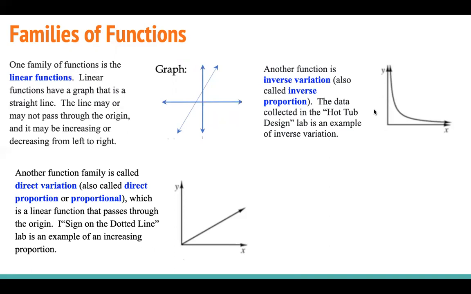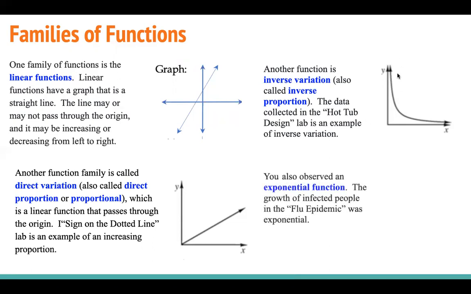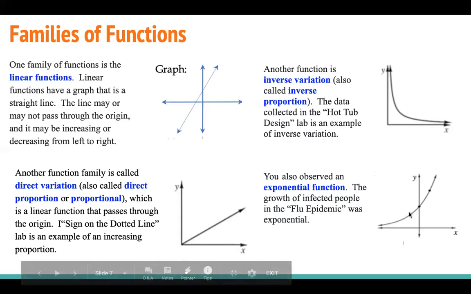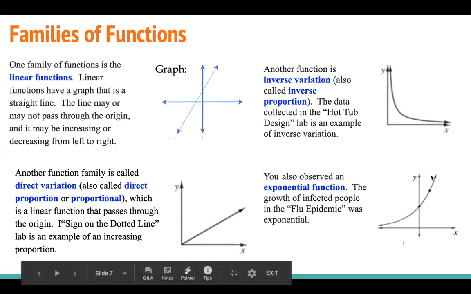The hot tub lab, where I wanted an area of 36. So if I multiplied the length and width, I always got 36. Points that worked were like 1 and 36, 2 and 18, 3 and 12, 4 and 9, and 6 and 6. And that's an inverse variation. An exponential function is when the function is increasing by a multiplied value, like a flu epidemic where it was multiplying by 3 every time.